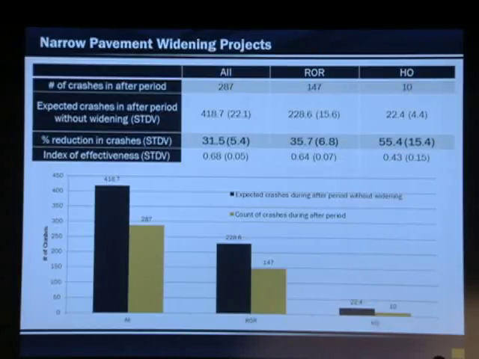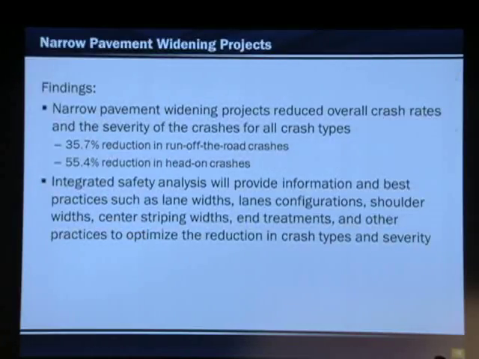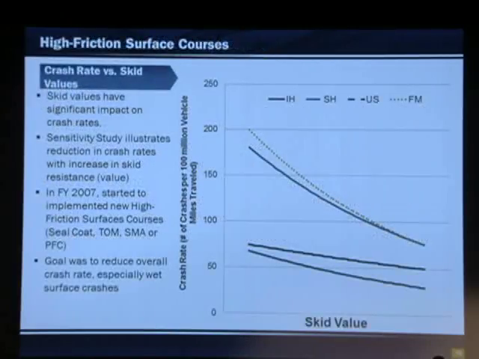As you can see, there are significant reductions in all types, but also these two, run off the road and head-on, were significantly reduced by our widening program. So when we go into severity, these are injury, fatalities, and property. You can see there still is quite a bit of reduction in there. So the next step that we're taking now is not only just to see whether they're being reduced, but what configurations and widths and stripe widths perform the best in this regard. That way we can develop actual district standards to help reduce those crashes.